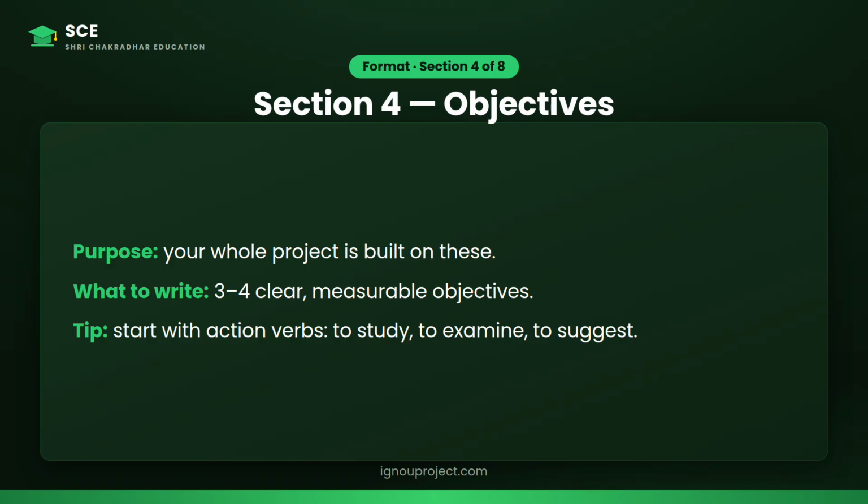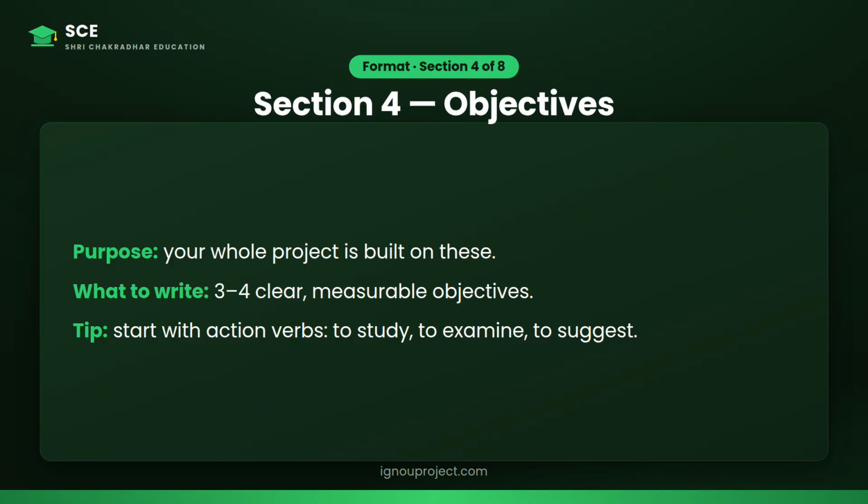To examine the relationship between motivation and productivity, and to suggest measures to improve motivation. Avoid vague objectives like to understand employees, and avoid having 10 objectives. That makes your project unmanageable. 3 sharp, measurable objectives are far better than many loose ones.